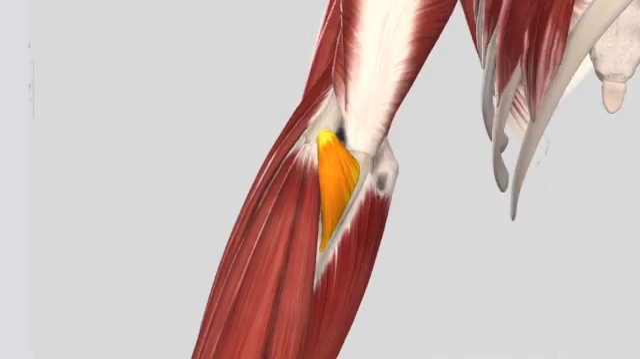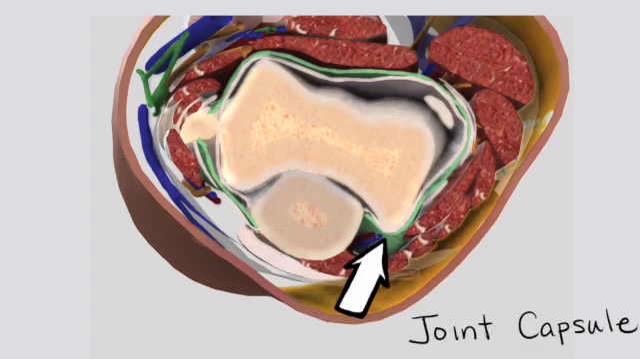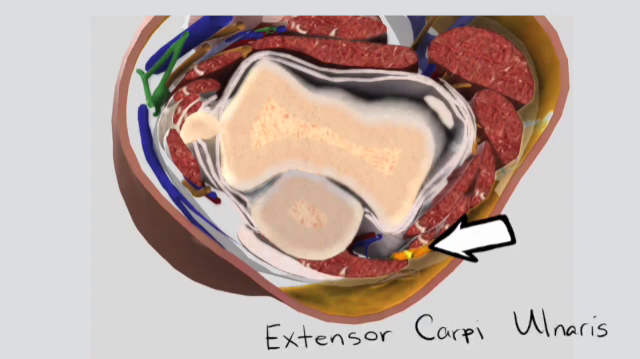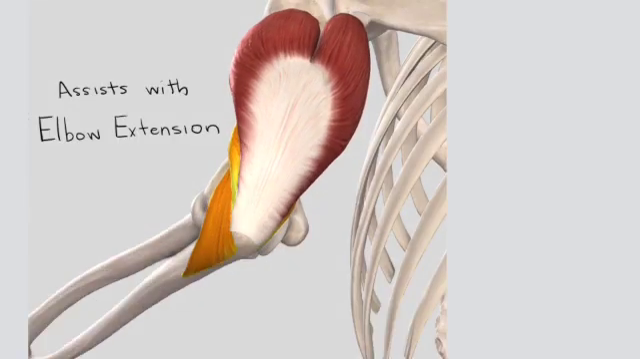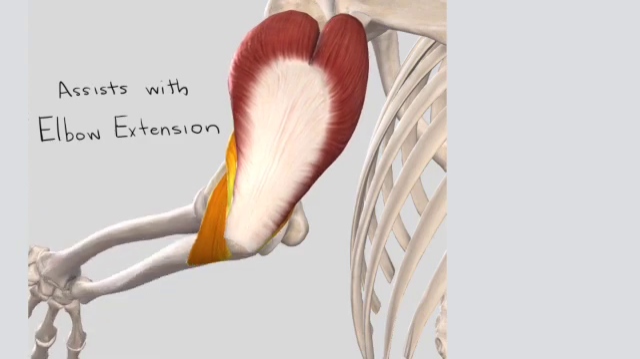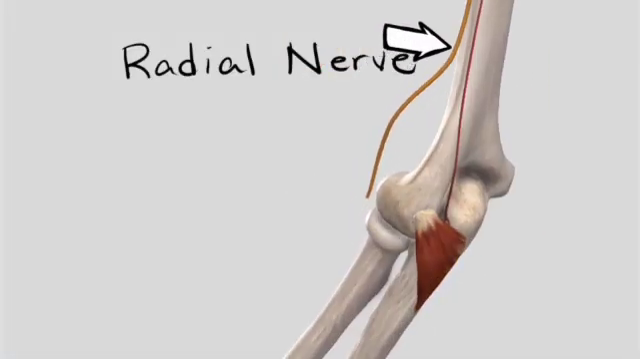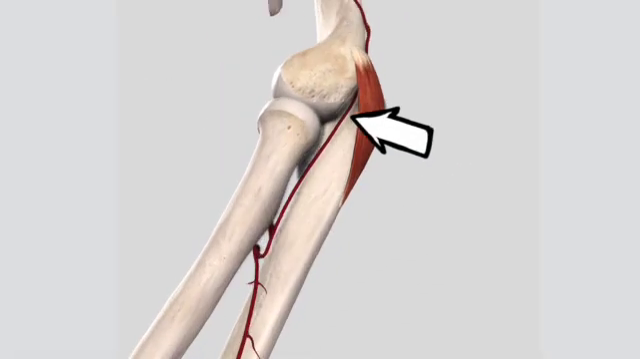It is located posterior or superficial to the elbow joint and the annular ligament of the radius, medial to the extensor carpi ulnaris muscle, and lateral to the flexor carpi ulnaris muscle. Actions. The anconeus muscle assists in the extension of the forearm at the elbow joint. It is innervated by the radial nerve, C7 to C8. Its arterial supply is the recurrent interosseous artery.